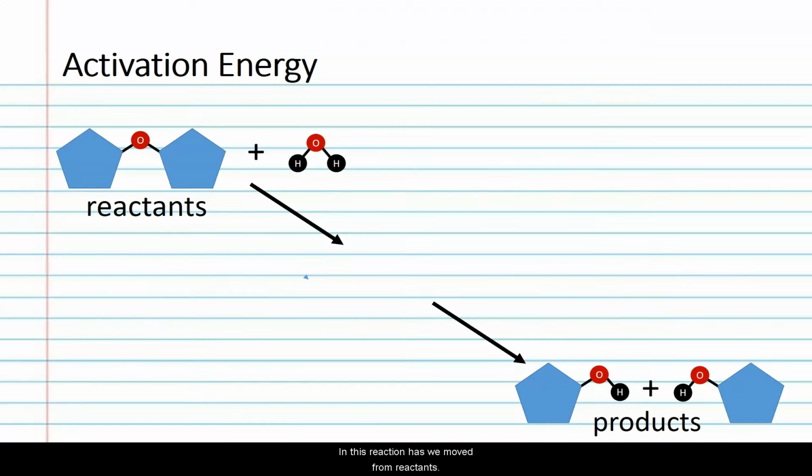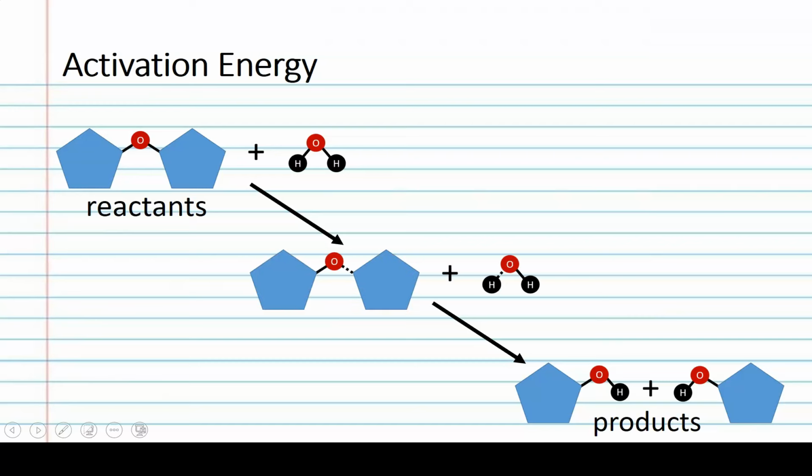In this reaction, as we move from reactants to products, we are going to move through something we call the transition state. In the transition state, we have those bonds that are going to be broken in this reaction and the atoms that are going to be rearranged. They're forced into a position that makes the reaction possible. This in-between state where we're no longer the reactants, but we haven't quite yet formed products, is called the transition state.